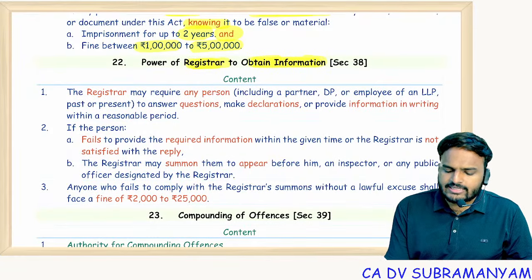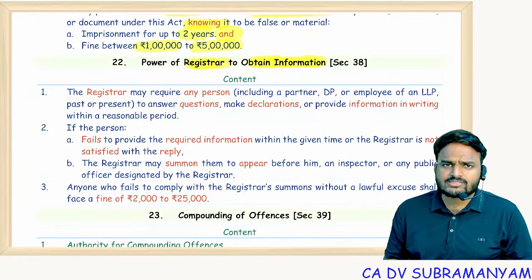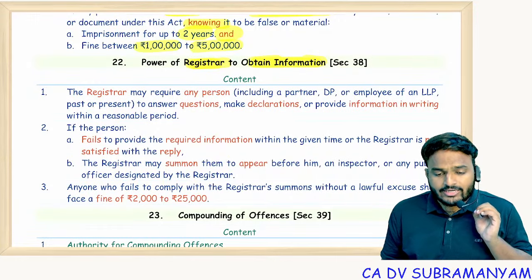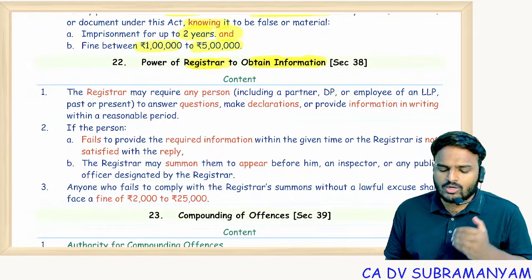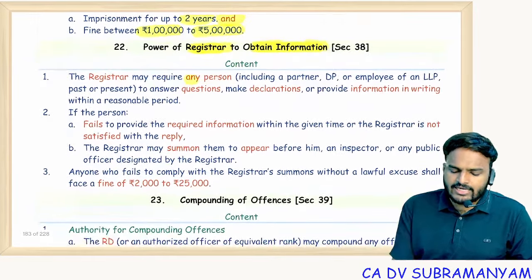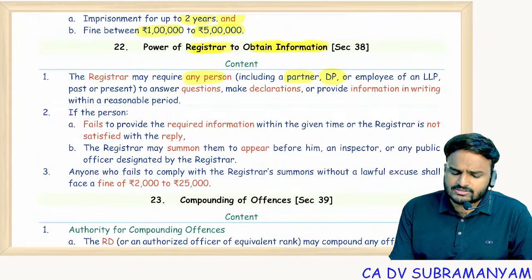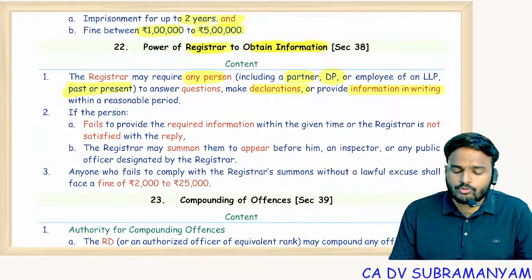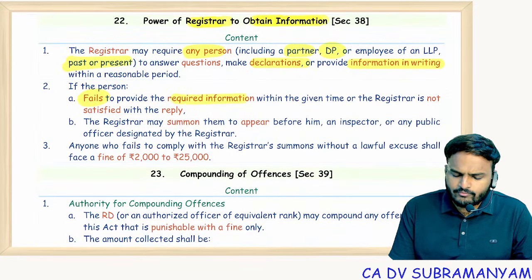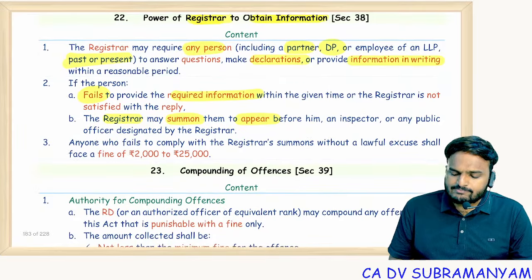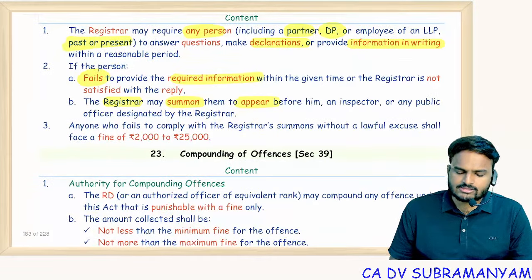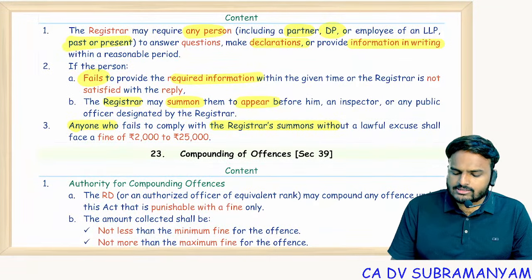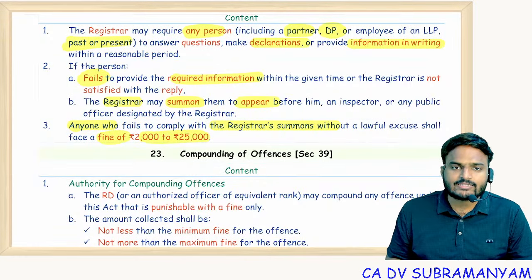ROC may ask additional information upon inspection, inquiry, investigation. If ROC wants any additional information, it may ask any person. You may be a partner or designated partner, present or past, so you may be asked for additional documents. It's your duty to provide that information. If you fail to provide that information, ROC may issue summons to appear before him or an inspector or any public officer designated by the registrar. Anyone who fails to comply with registrar summons, fine 2,000 to 25,000.